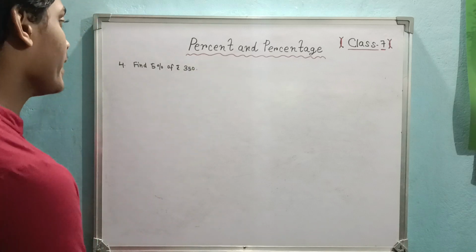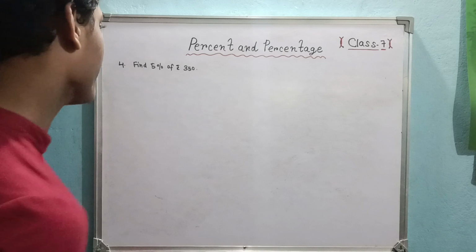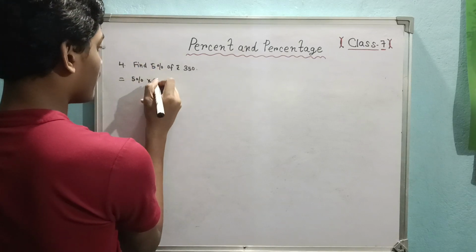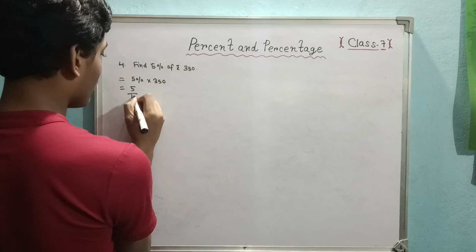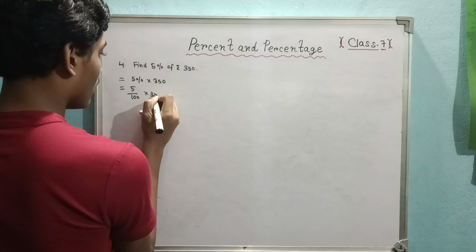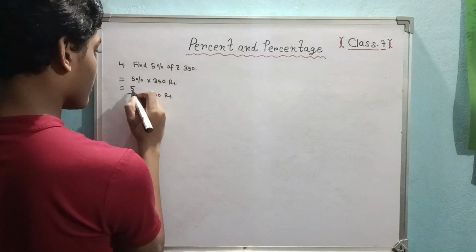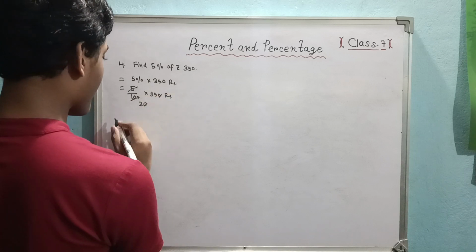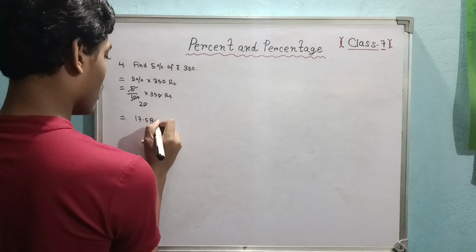When you are told to find any percent of something, take "of" as multiplication. This means it is 5% multiplied by 350, which means 5 by 100 into 350. You can write rupees here. Yes, of course. Let's do simple cancellation. 20, 10 gets cancelled out. 35 by 2 means 17.5 rupees.